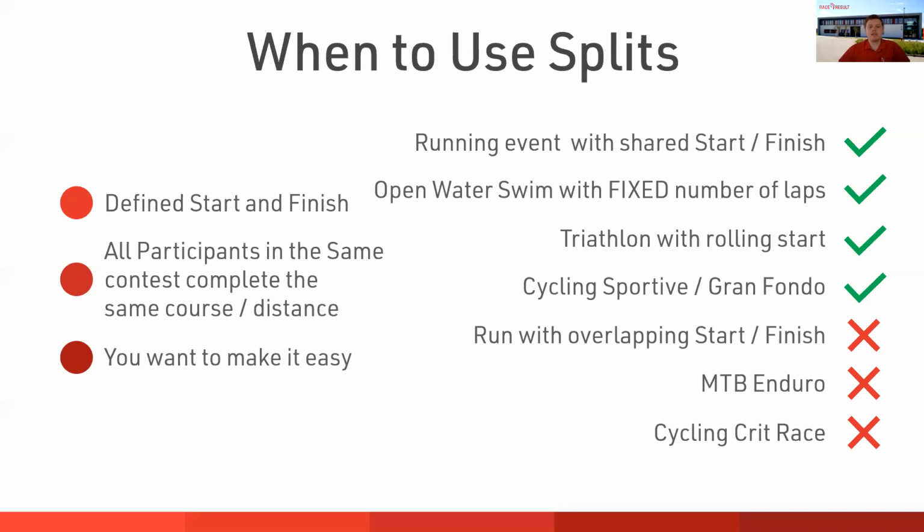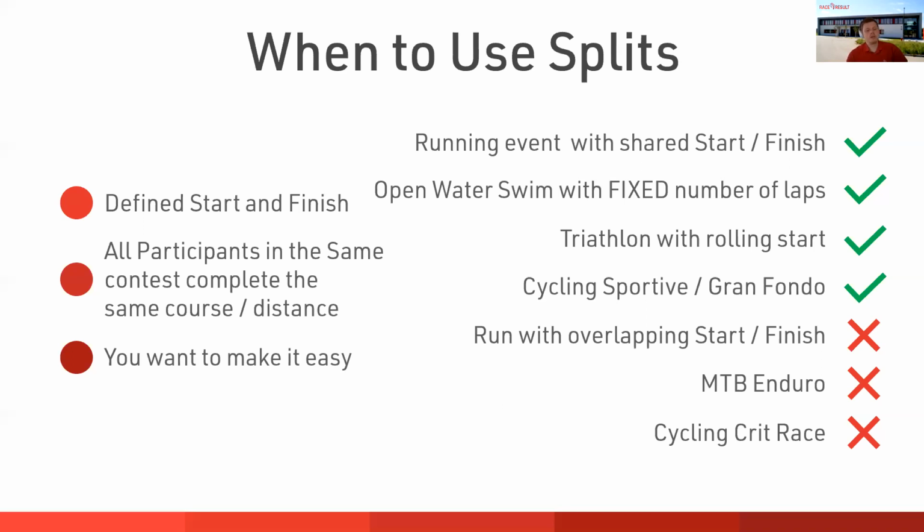But types of events that do not work with the splits are, for example, a run with overlapping start and finish, or any event with overlapping start and finish, as we see currently with COVID-19. Especially with short distances, you can have events where participants start, let's say, over the course of an hour. But if you have a 5K or 10K race, obviously the first participants will finish before the last ones have started into their race. In that special case, it is not possible to use the splits. There you need to use the advanced results.